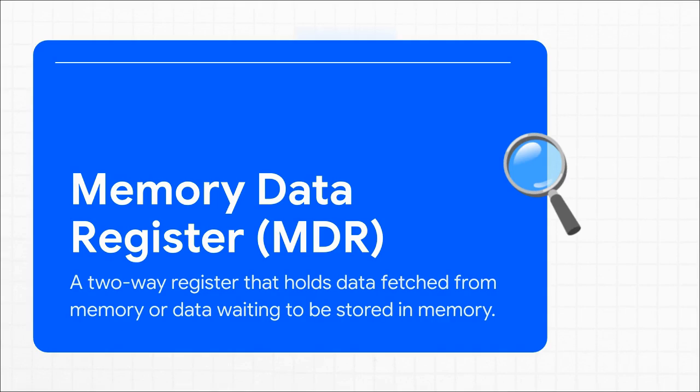And our second librarian, that's the Memory Data Register, or MDR. This is basically the library's front desk. It's a two-way street. When you're checking out a book, the librarian puts it on the desk for you to grab, and when you're returning a book, you put it on that same desk for the librarian to put away. The MDR is just that temporary holding spot for the actual data.